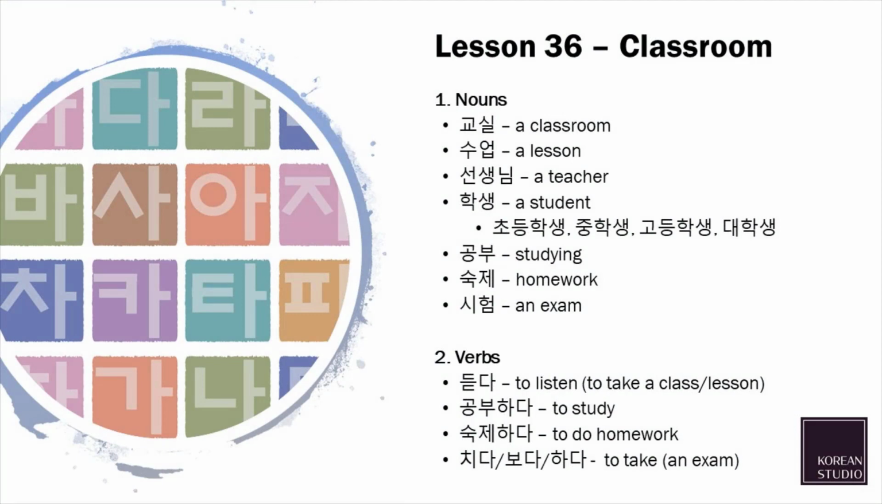Fantastic job today. Well done. Today we learn vocabulary related to the classroom. First, we learn that the classroom in Korean is 교실 and lessons are called 수업. To talk about taking lessons, we use the verb 듣다, which means to listen. The teacher is called 선생님 and students are 학생. To refer to students from different schools, we add the first part of the school name to 학생. So we can say 초등학생, 중학생, 고등학생, and 대학생.